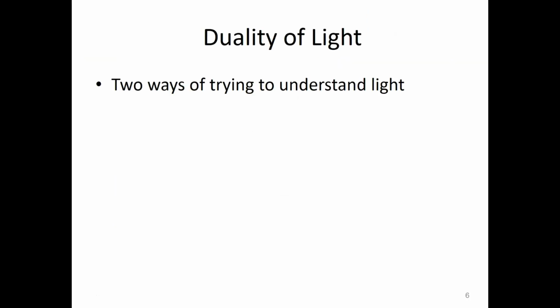To understand light, there's not a unified theory that explains it. There are actually two ways of trying to understand light. When you put them together, you get a picture of how light behaves. And so we can refer to this as the duality of light, that we can think of light as either being waves, or we can think of light as being particles.